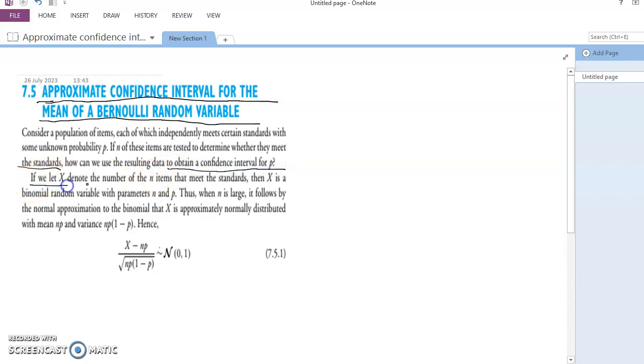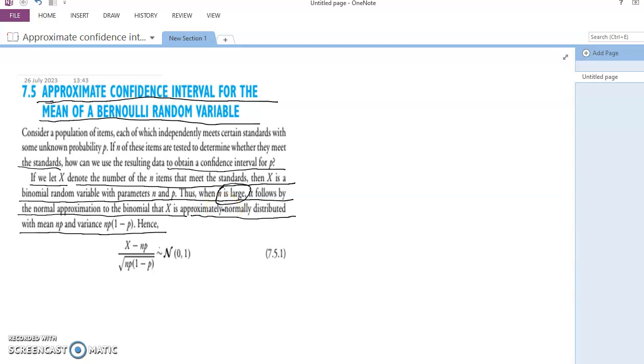If we let X denote the number of the n items that meet the standards, then X is a binomial random variable with parameters n and p, and n is large. When n is large, by the normal approximation to the binomial, X is approximately normally distributed with mean np and variance np(1 minus p). So friends, when n is large, this word is very important.